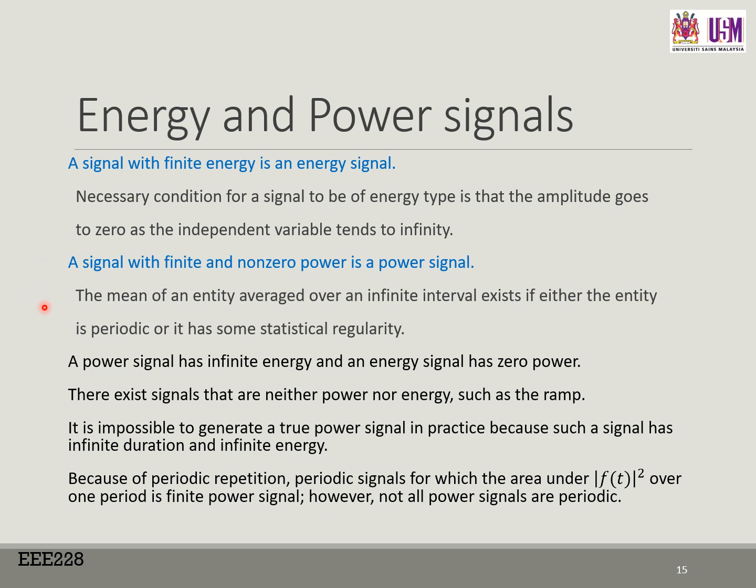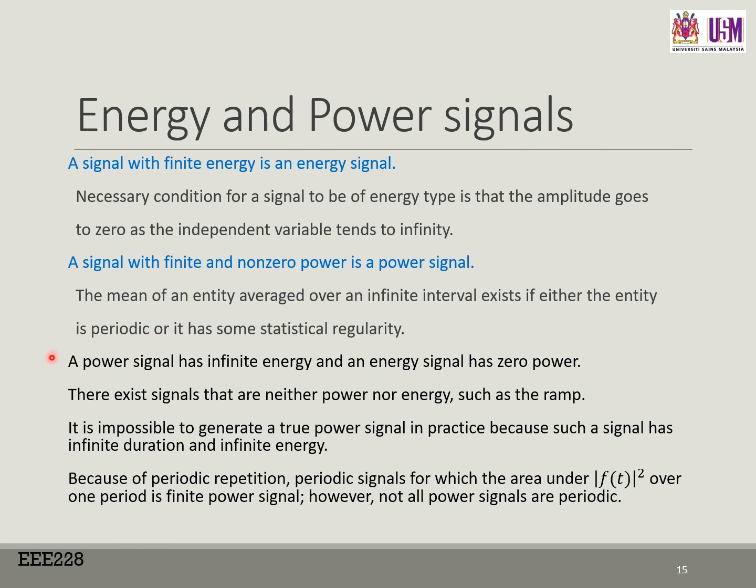If it is a power signal, that means we are able to find the mean of the signal over an infinite time interval. In this case, it means that the signal is periodic or has some statistical regularity. If you can find the average over an infinite time interval, then the signal is a power signal. A power signal has infinite energy, as I've explained, and energy signals have zero power.